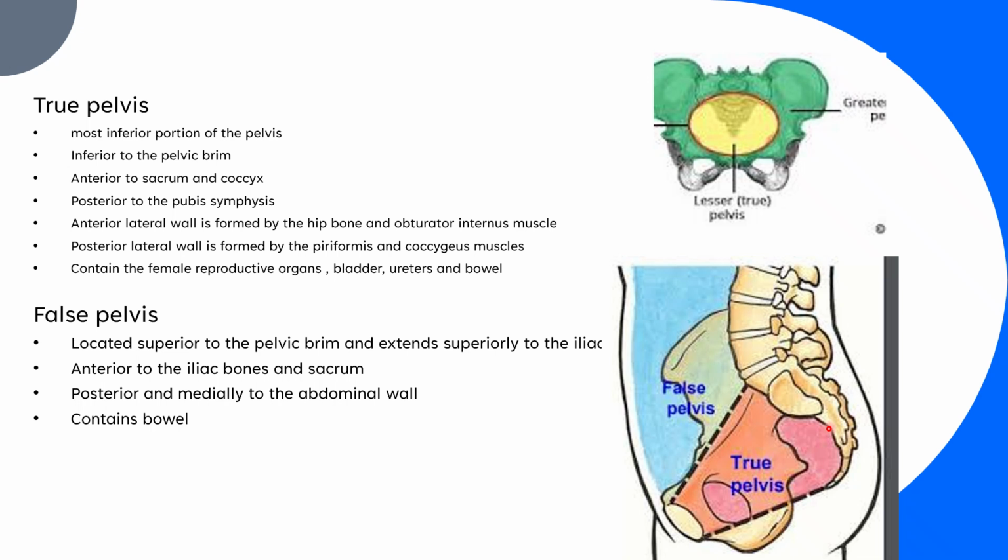Now our true pelvis contains all of our reproductive organs. That includes our uterus, our ovaries, our fallopian tubes. And then additionally, it's also going to house our bladder, our ureters, and bowel. So overall, that is the true pelvis.